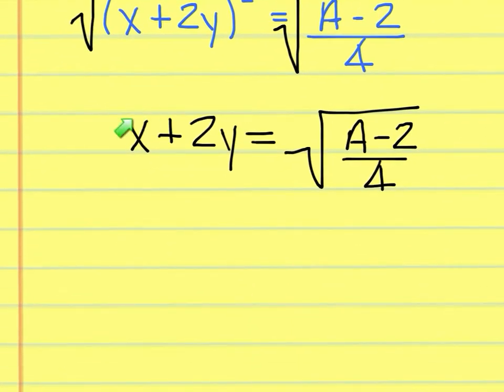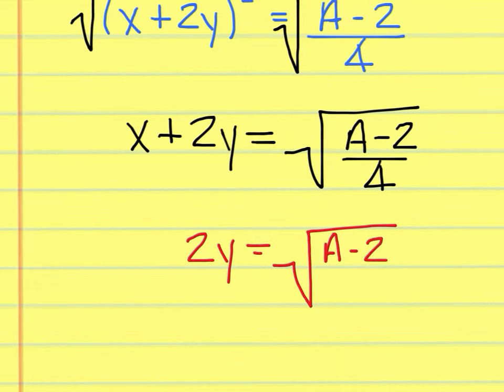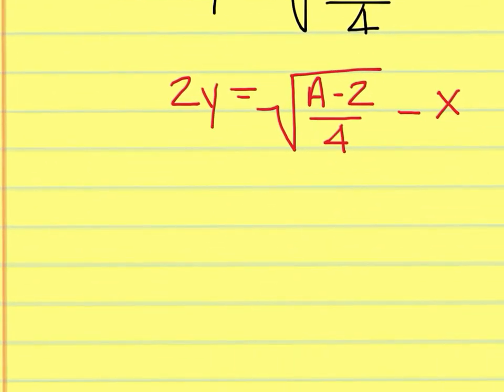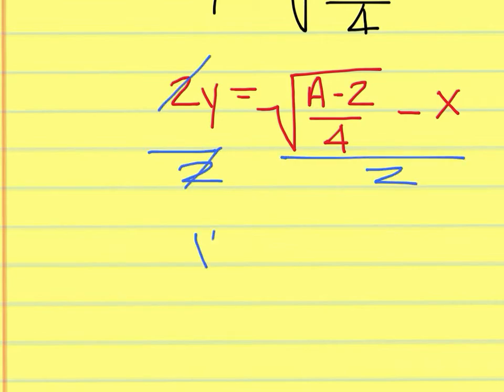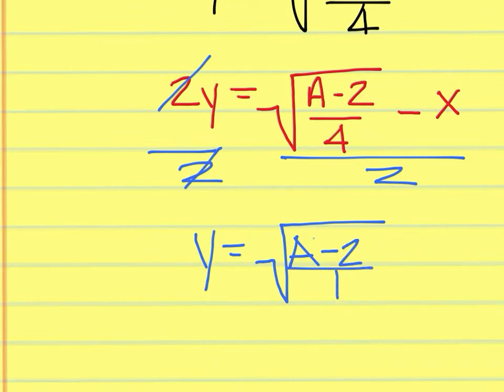We need to move this x over to this side. So we'll have 2y equals the square root of a minus 2 over 4, and minus x outside of the square root sign. We now need to get y by itself by dividing both sides by 2. These cancel out. You're left with y equals the square root of a minus 2 over 4 minus x, all divided by 2.